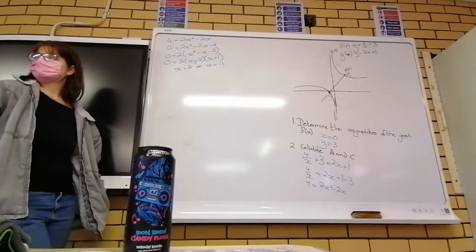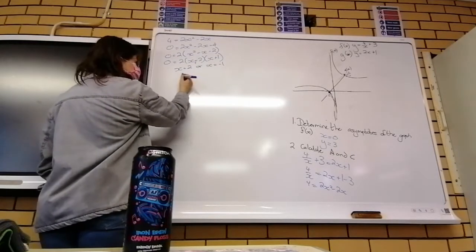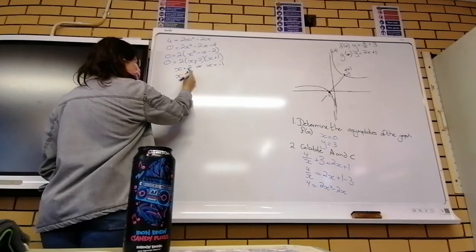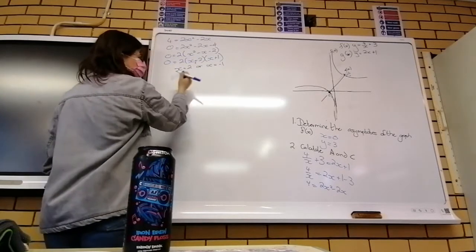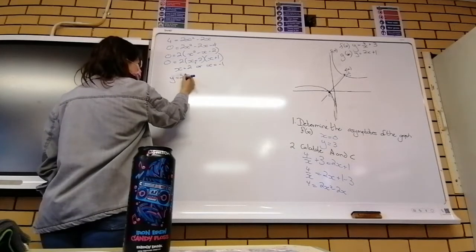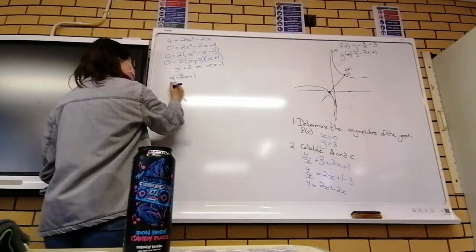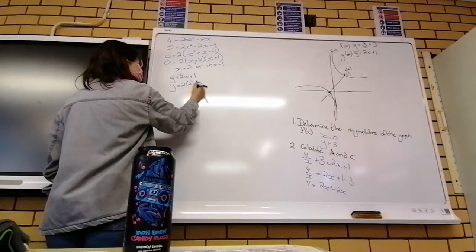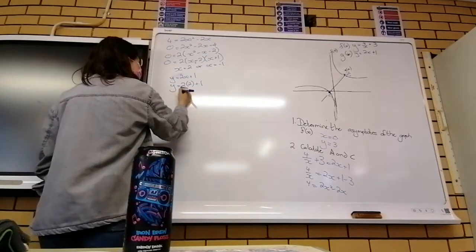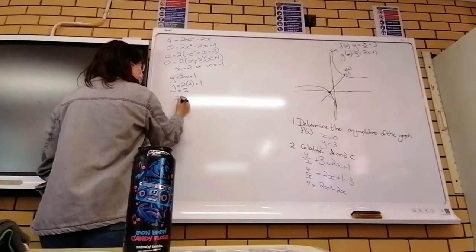Okay? From here, so now I've got my 2 x values. So now I've got to substitute it back into my equation. So I've got y is equal to 2x plus 1. Okay? So I substitute back in, I say y is equal to 2 times 2 plus 1, which gives me 5. So now I've got my first point, which is 2 and 5.